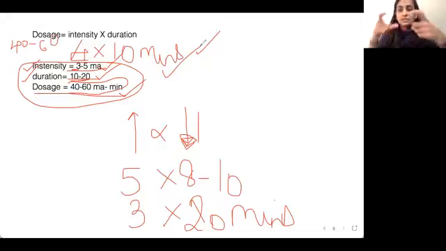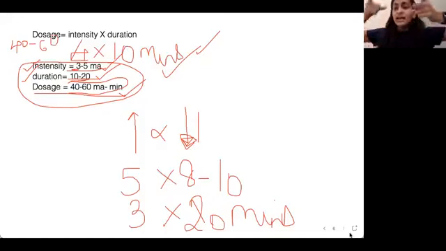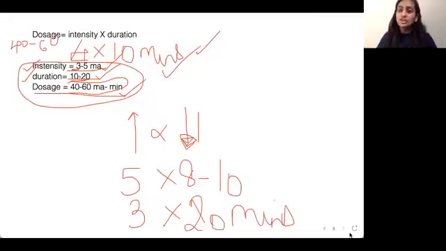Okay, what is the minimum distance between the electrodes that you should keep? At least the diameter of one of the electrodes. So if this is my one electrode, I just have to see the diameter of that, and at least that much distance is required between the two electrodes.